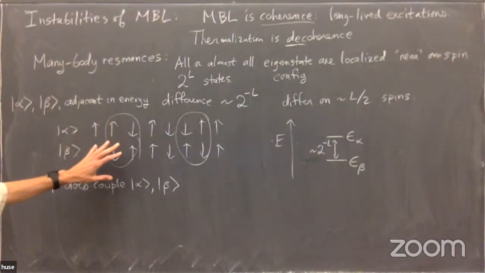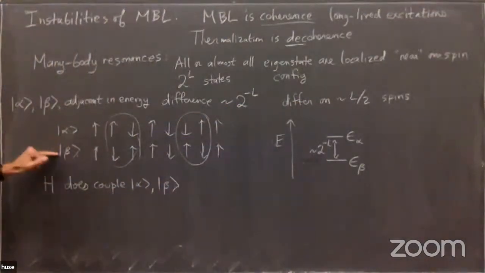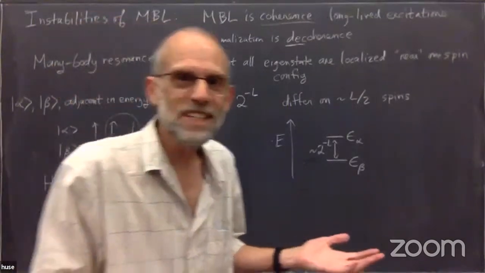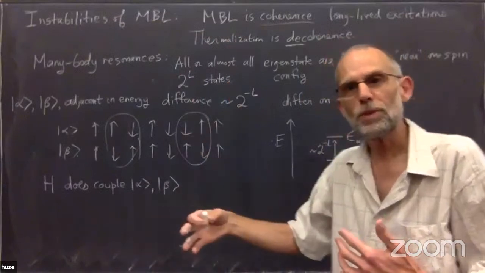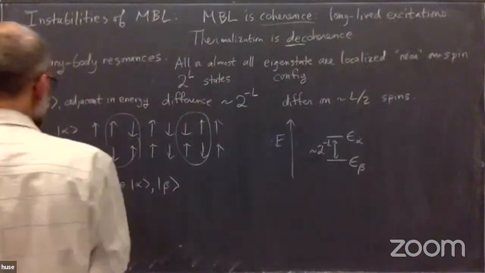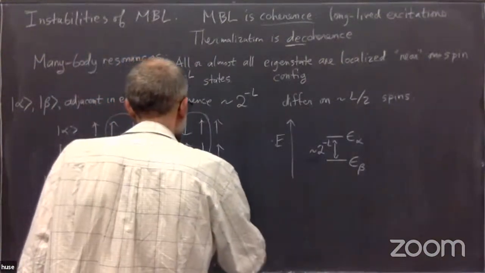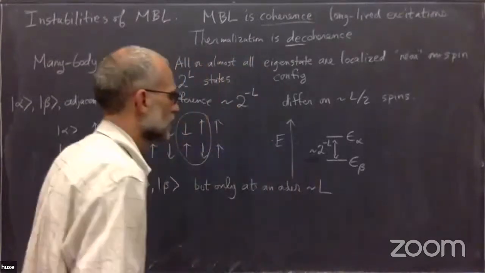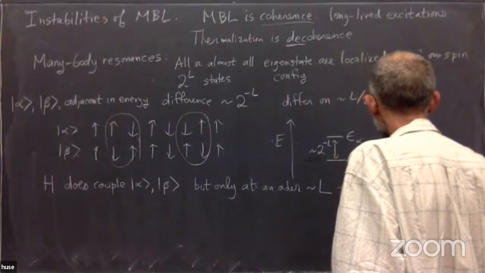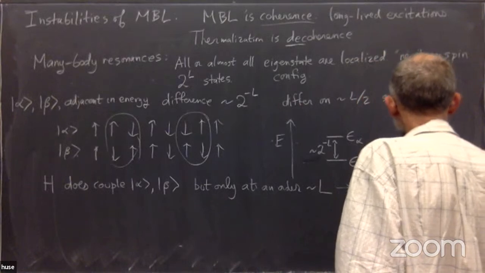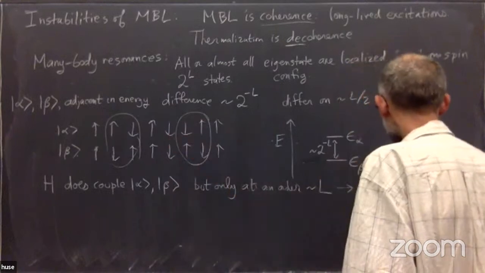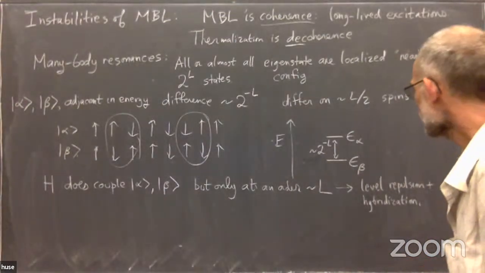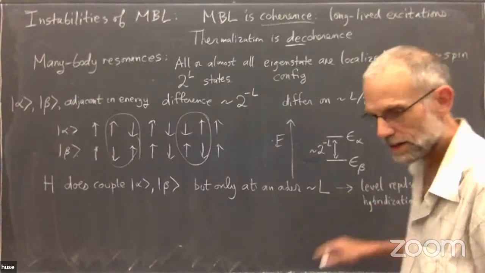Thinking perturbatively in the interaction, I've got to flip L over 2 spins to get from state alpha to state beta. And if my Hamiltonian only has, say, 2 spin terms in it, that's going to require going to an order in perturbation theory which is of order L. Right? So the Hamiltonian does couple these, but only at an order which is of order L. And this will produce level repulsion and hybridization, meaning linear superposition between these two states. And it's happening at order L.